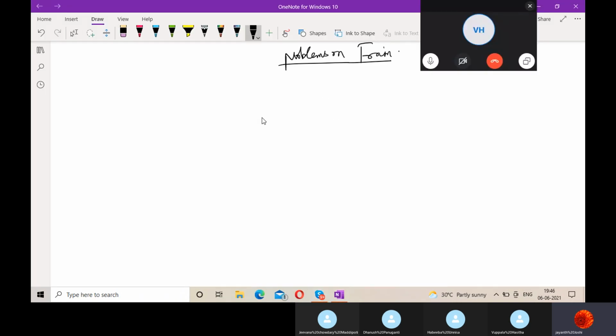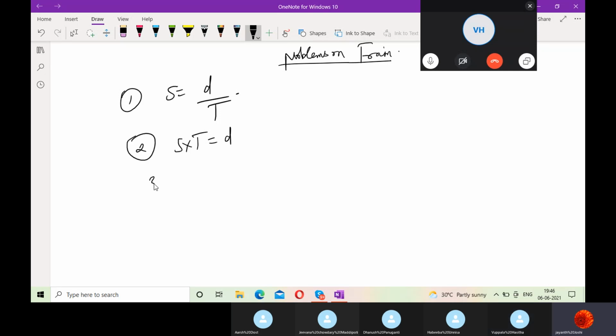So all of you know speed is equal to distance by time, correct? Speed into time is equal to distance. This is equation number 1. Equation number 2. Equation number 3 is time is equal to distance by speed.